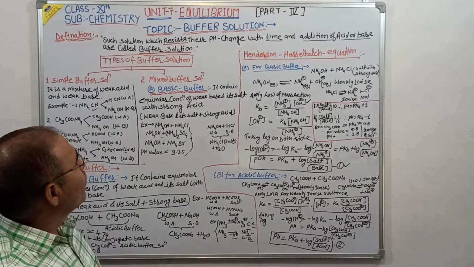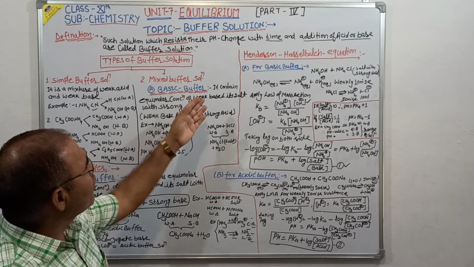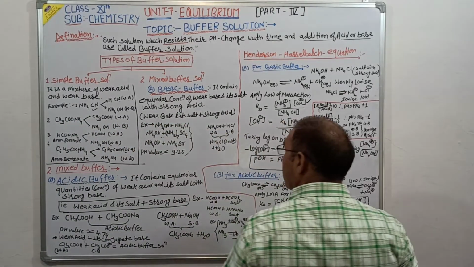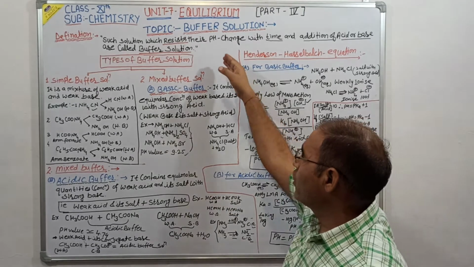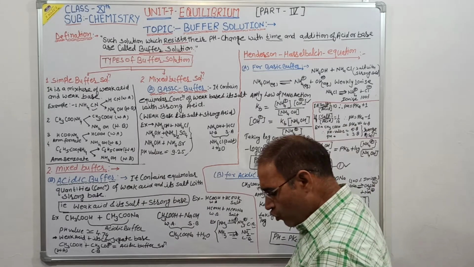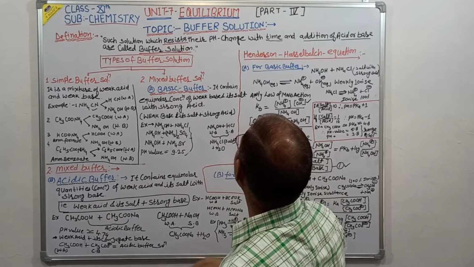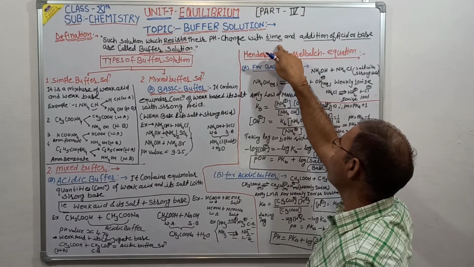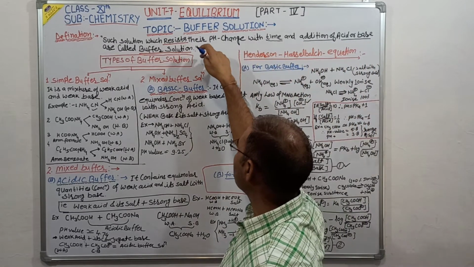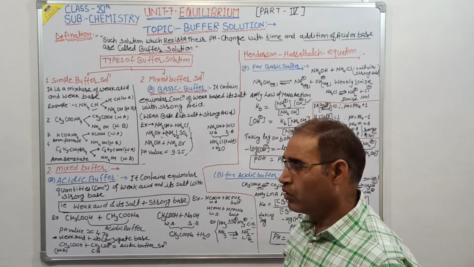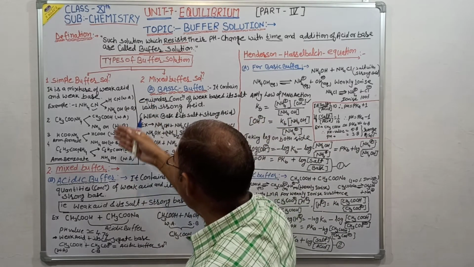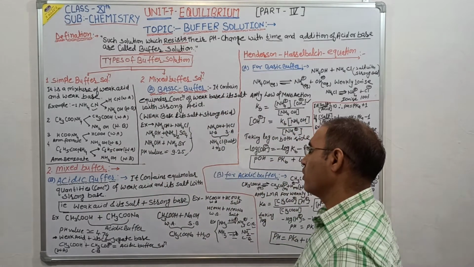Today, our topic is buffer solutions from the equilibrium chapter, chapter number 7. So we start with the definition of buffer solutions. Such solutions which resist change in their pH on addition of an acid or a base are called buffer solutions. Their types are simple buffer solutions and mixed buffer solutions.